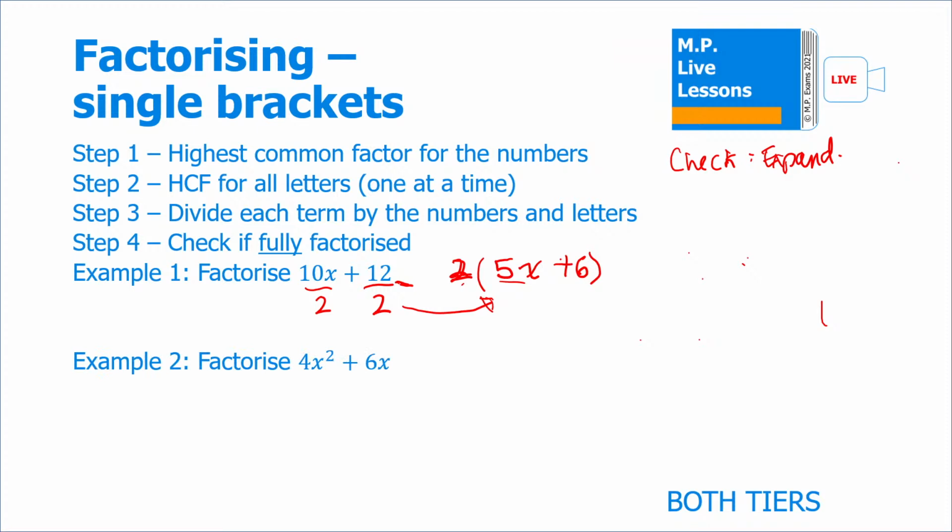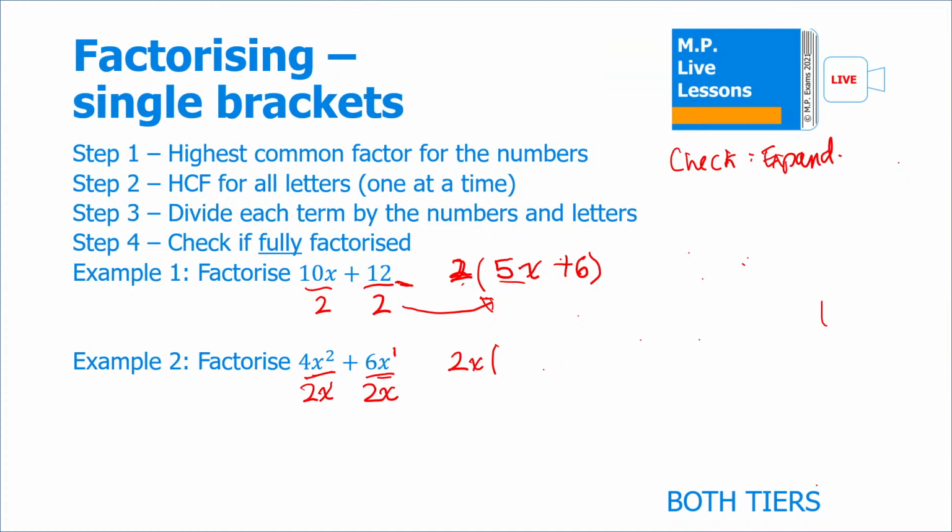Example 2 can be this as well, so we'll also take into account the letters. So a number common factor is still 2. And the highest power that can fit into each letter here, x, would be just 1, so it's just x. And then we divide each of them by 2x.